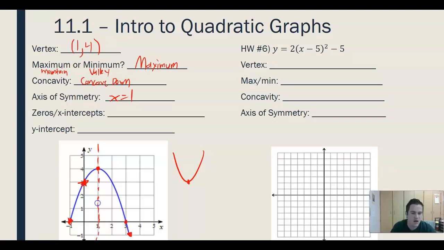Because at x equals 1, that's where the axis of symmetry is. It passes right through the x-coordinate of the vertex. The zeros, or the x-intercepts, are at x equals -1 and 3. -1 and 3 is where I cross the x-axis. And the y-intercept is at 3, because I crossed the y-axis at +3 here. So given a graph, I can identify all these different characteristics of that quadratic function.